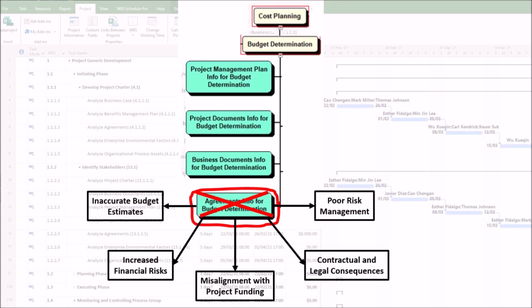5. Poor risk management. Unmitigated procurement risks. Agreements often define risk-sharing mechanisms, such as liquidated damages. Poor analysis may leave the project exposed to unmanaged risks.